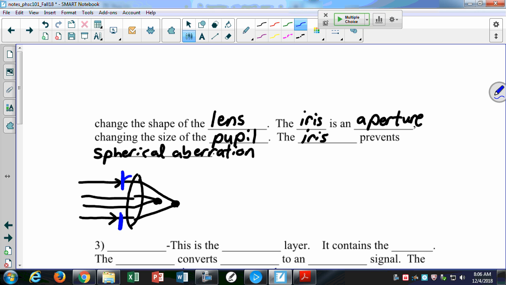The iris, of course, also does something else. What does it do? Why does your pupil get smaller? When you have really bright lights, the pupil will get smaller and limit the amount of light. So we can write that too as a function of the pupil. It prevents spherical aberration and decreases in size due to brightness.